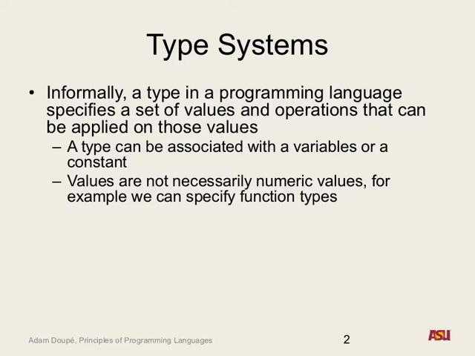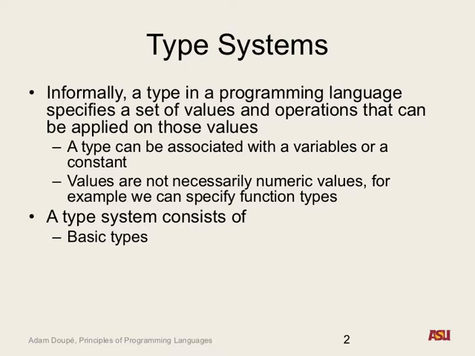And so these values of types are not necessarily just numeric types. We have types for functions. We have a way to specify the type of a function. And so we're going to be thinking about type systems: what are all the things that go into creating a type system, what are all the different ways we can do this, and how does that trade-off affect the programmer and the compiler?